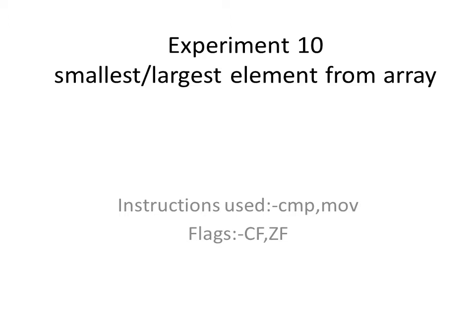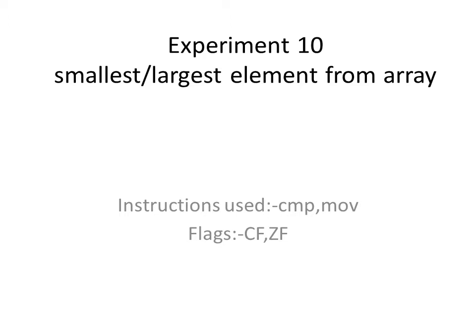Now we'll see experiment number 10, which is a very important experiment and a very important program, more frequently asked in the MSPT exam. The experiment is finding the smallest and largest element from a given array. We have to find the smallest element in the given array. We have to find the largest element in the given array.